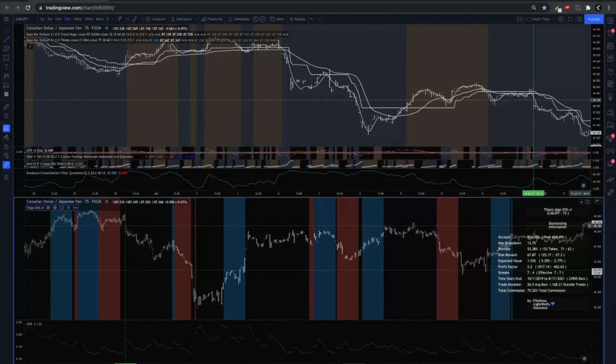Great. Profit factor 2.2. Expected value is 1.53% per trade. Win or lose, your likelihood of making 1.53% per trade is very good.